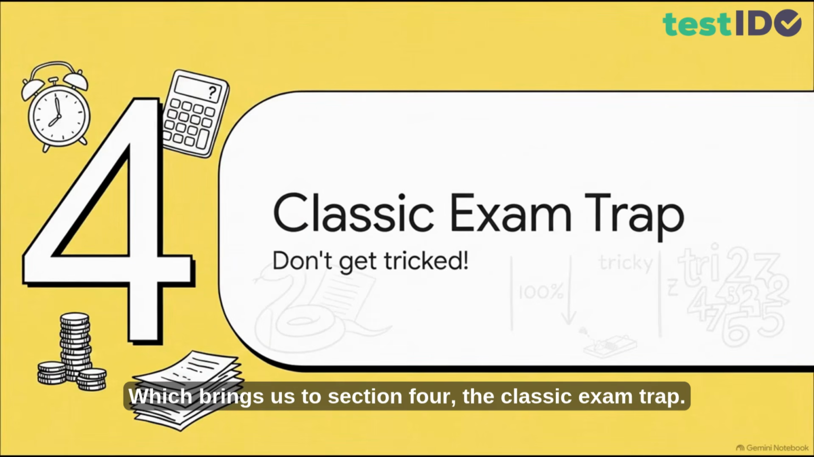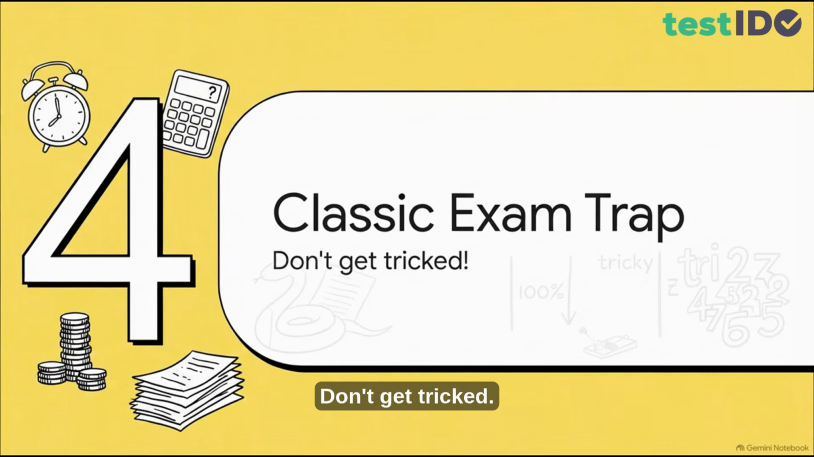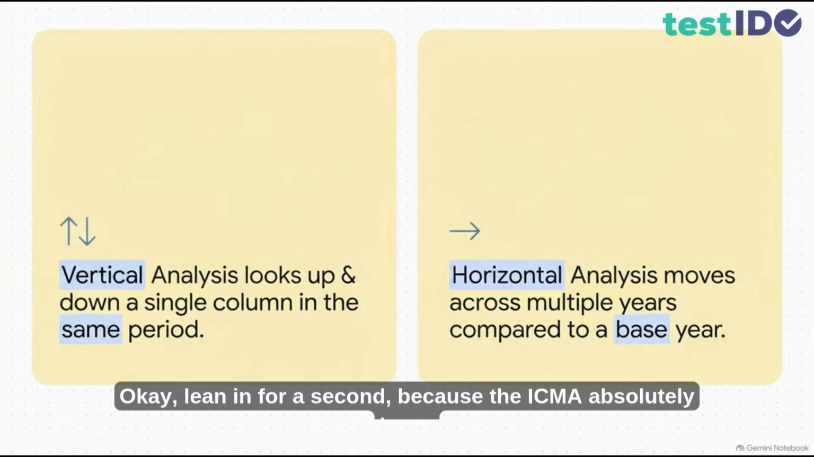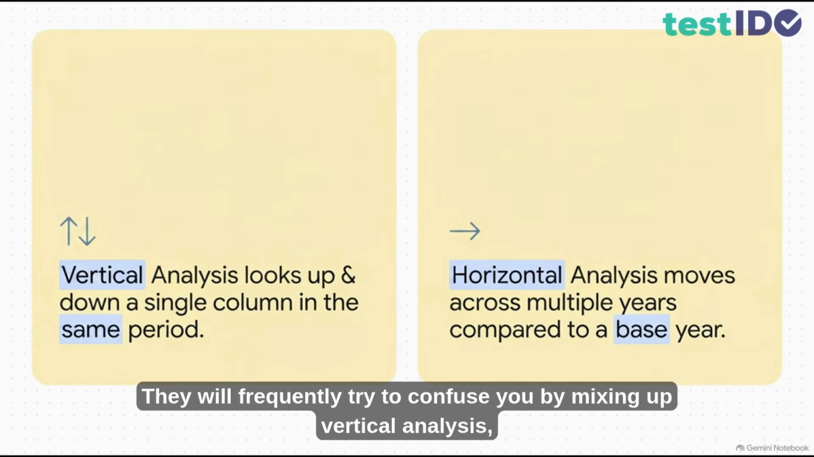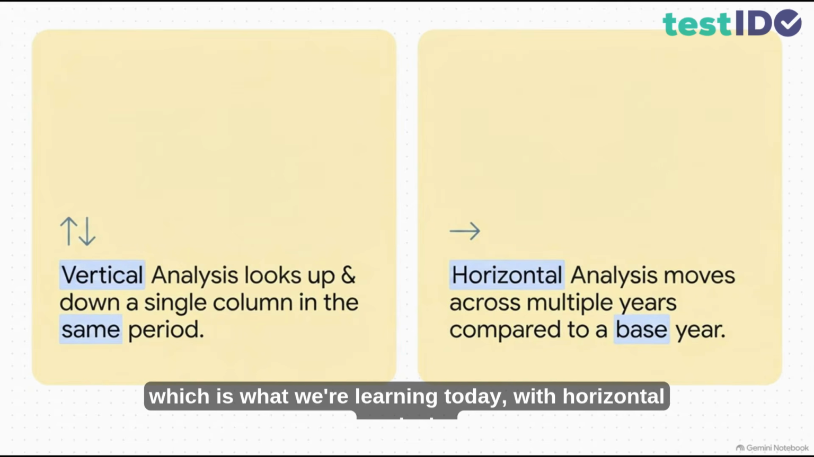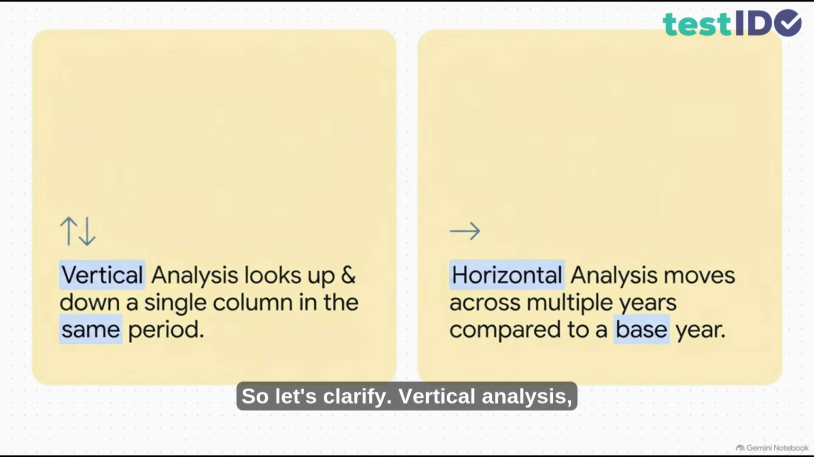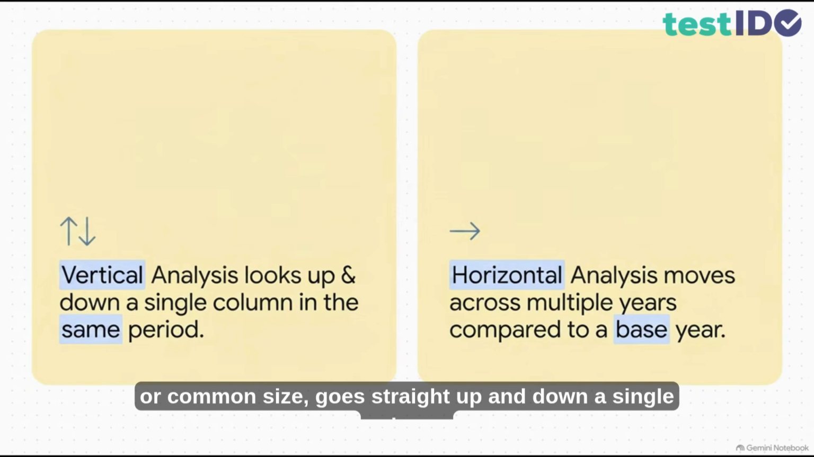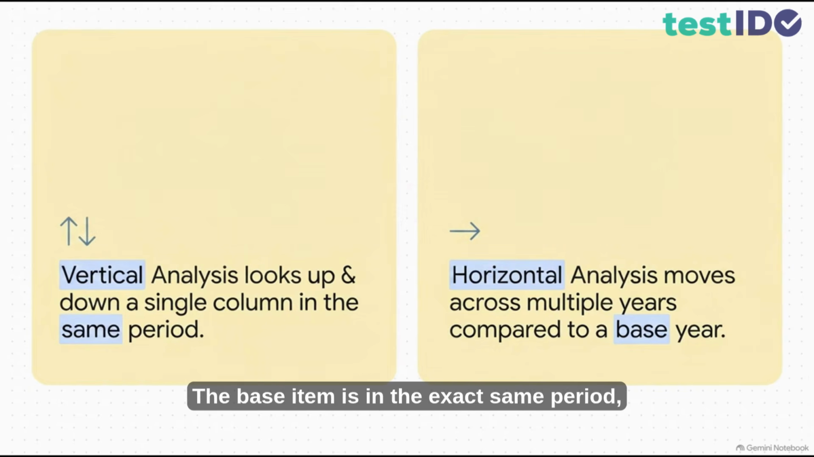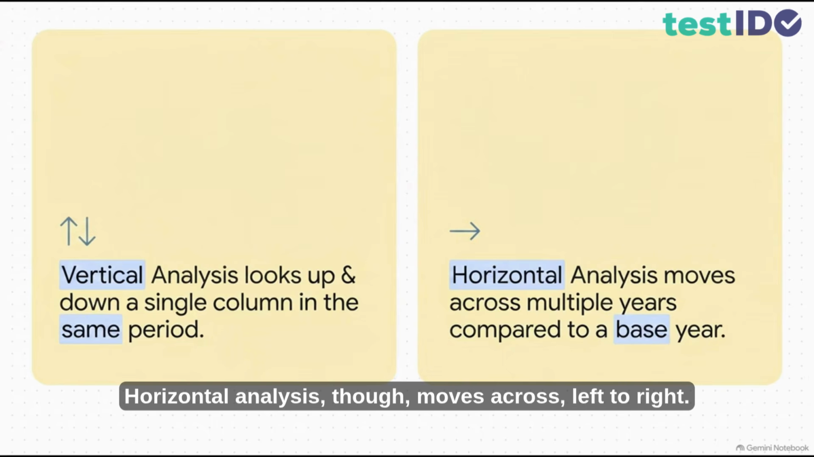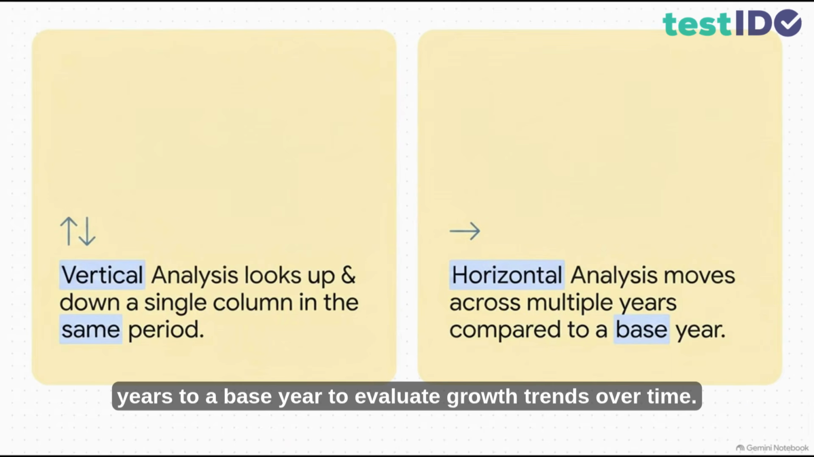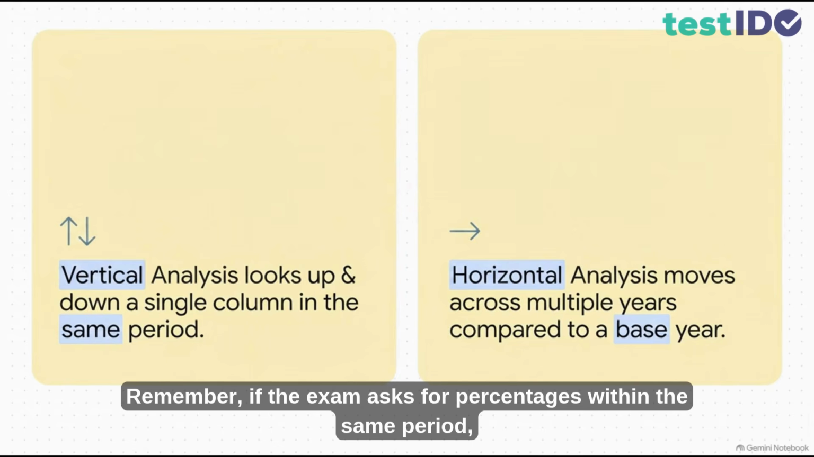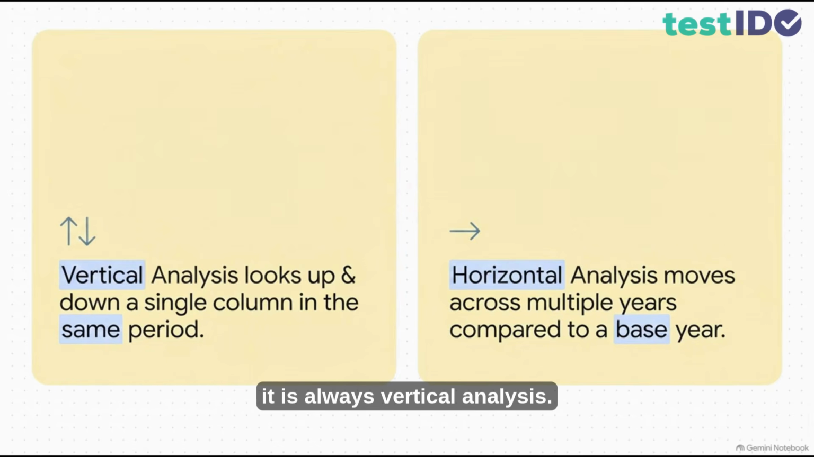Which brings us to Section 4, the classic exam trap. Don't get tricked. Okay, lean in for a second because the ICMA absolutely loves to set traps on test day. And this is a big one. They will frequently try to confuse you by mixing up vertical analysis, which is what we're learning today, with horizontal analysis. So let's clarify. Vertical analysis, or common size, goes straight up and down a single column. The base item is in the exact same period, and you're analyzing the financial structure. Horizontal analysis, though, moves across, left to right. It compares a line item over multiple years to a base year to evaluate growth trends over time. Remember, if the exam asks for percentages within the same period, it is always vertical analysis.